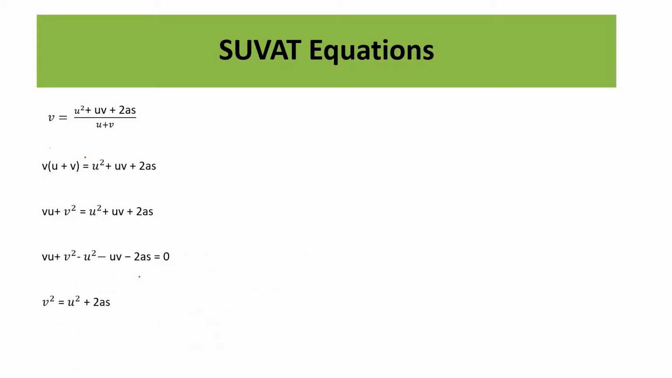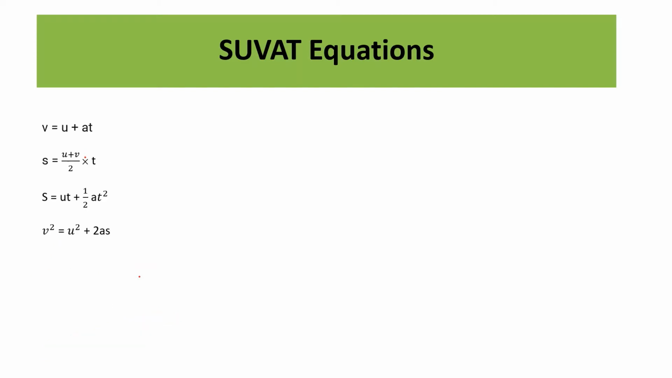Now cross multiply like this. v into (u plus v) is equal to u squared plus uv plus 2as. When you remove this bracket, you can write vu plus v squared is equal to u squared plus uv plus 2as. Bring it to one side and equate it to 0. From this expression, you can easily write v squared is equal to u squared plus 2as, because this plus vu and minus uv get cancelled.